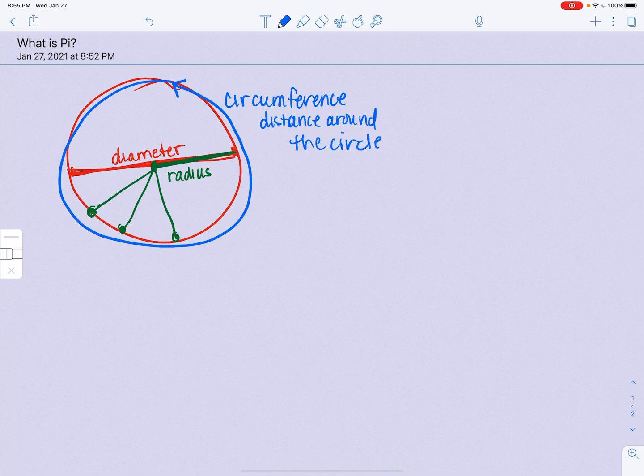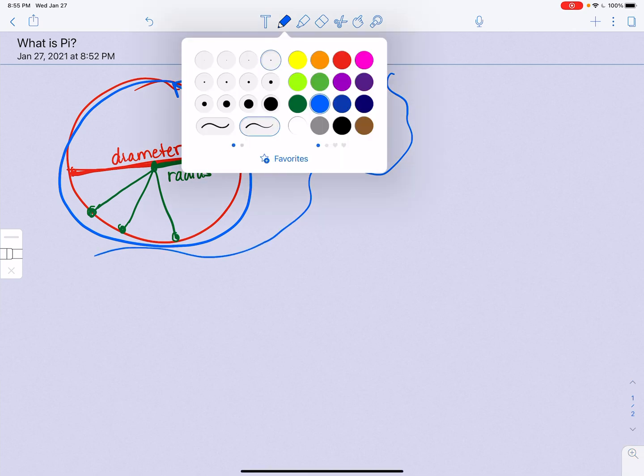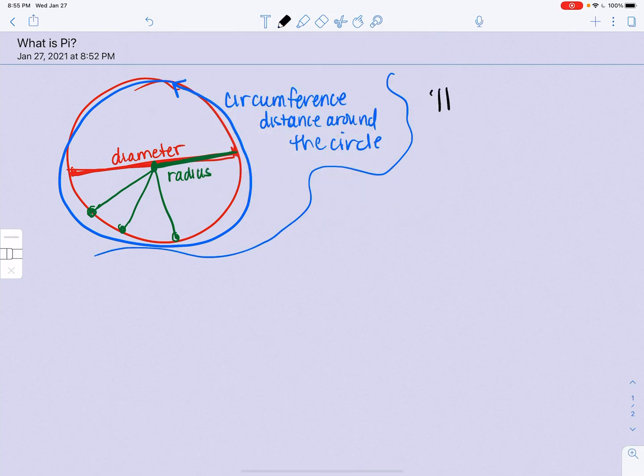Okay, now we have or should have already introduced pi into the world, into your mathematical vocabulary. You say it pi. It is a Greek symbol for the ratio, which is a fraction, of the diameter over the circumference.